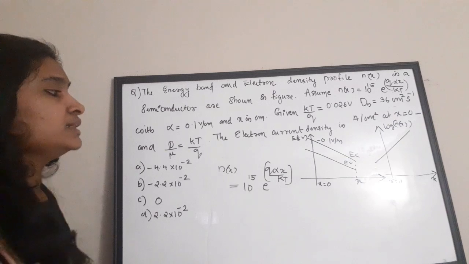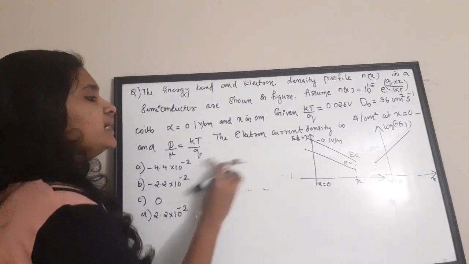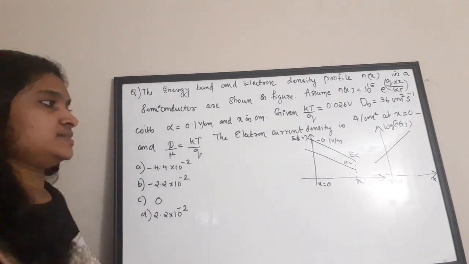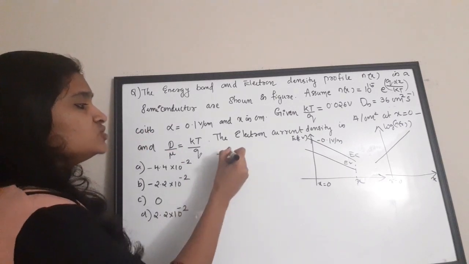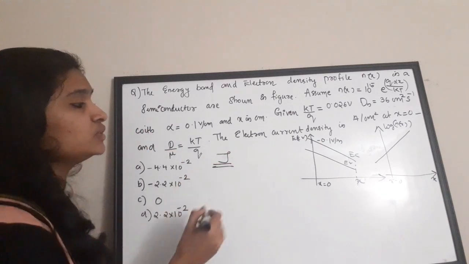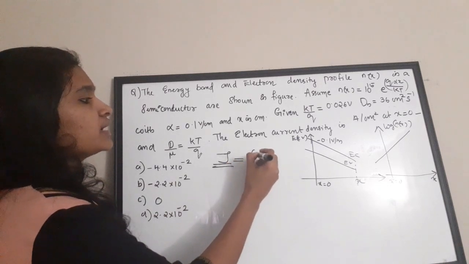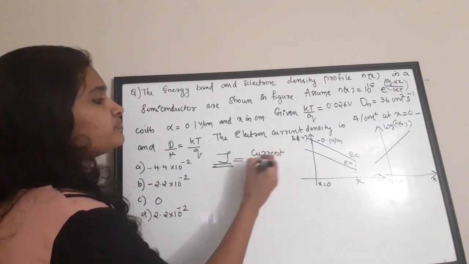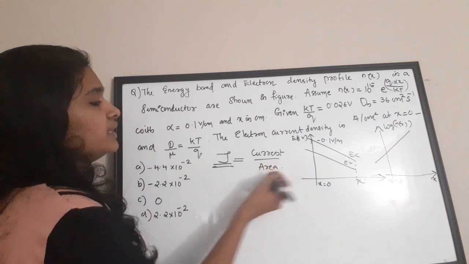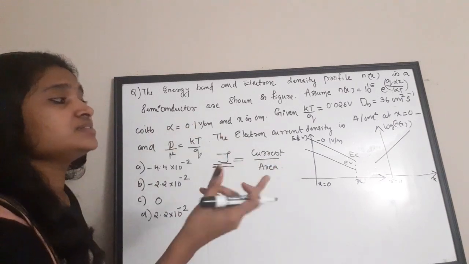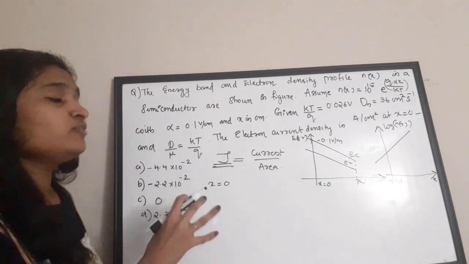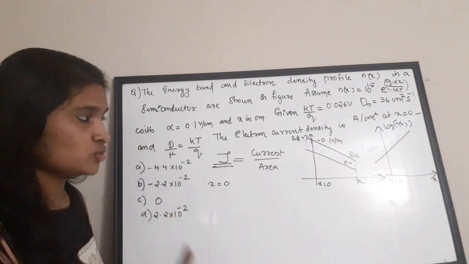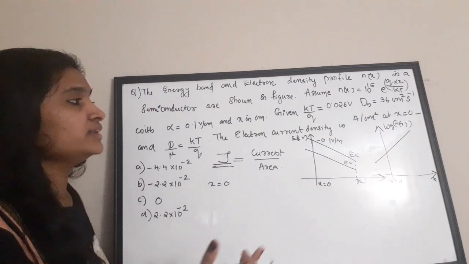That is the equation. That is, we need to find the electron current density. Okay. So we have to find what? We have to find J, or the current density. We know that current density is equal to current by area, right? So here we have to find the current density at x is equal to 0. We have to only find the current density of electrons, and we have to find the value at x is equal to 0.